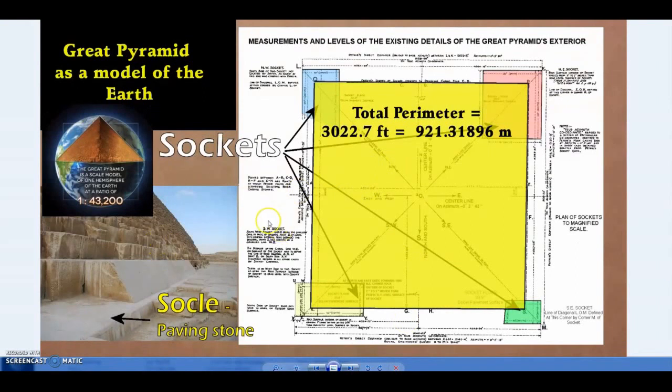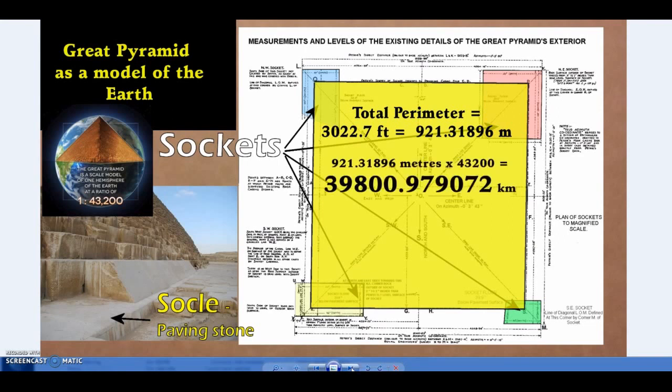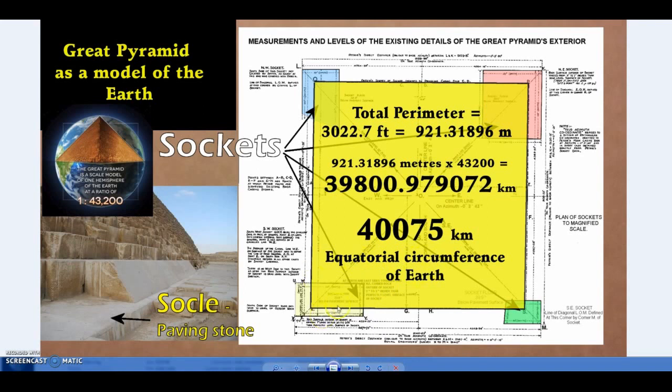So what we have is that, for instance, this illustration shows the Great Pyramid is a scale model of the hemisphere of the Earth at 43,200. That's saying that, beginning with the perimeter of the pyramid, and here we see the total perimeter, using again the exact numbers, not the rounded off ideal measures, so we've got to be precise with these things, and we have the perimeter based on J.H. Cole. If you multiply that by 43,200, we get 39,000 kilometers, while the equatorial circumference of the Earth is actually 40,075.